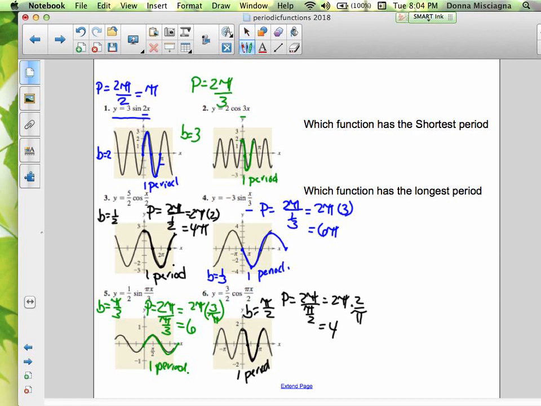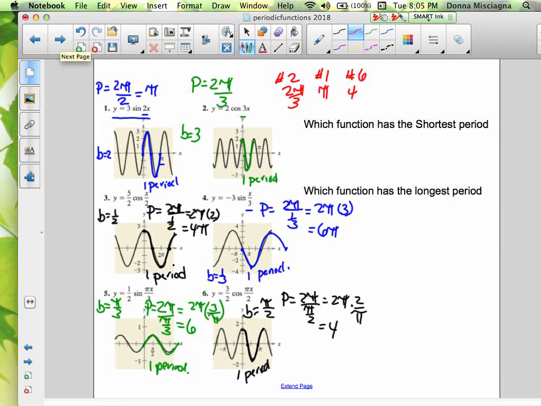Going in order here, the shortest was number 2. 2 pi thirds is the shortest period. The second shortest period was number 1, with pi, followed by number 6 with 4. 4 is larger than pi. And then 4 pi is larger than 12, right? Because 4 times 3 would be 12. So multiplying by 3.14 is going to get a number larger than multiplying by just 3.